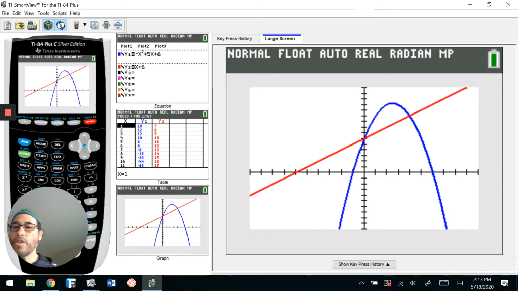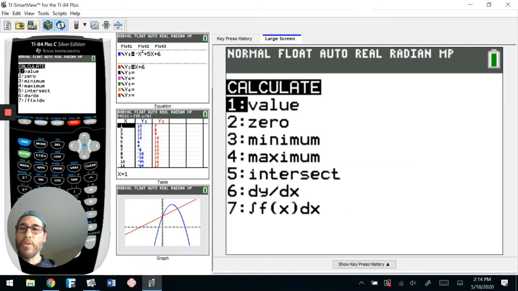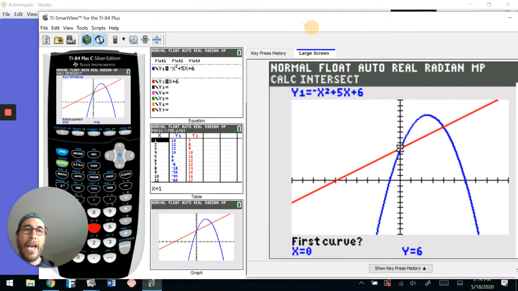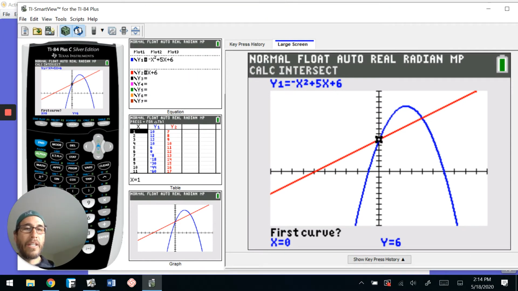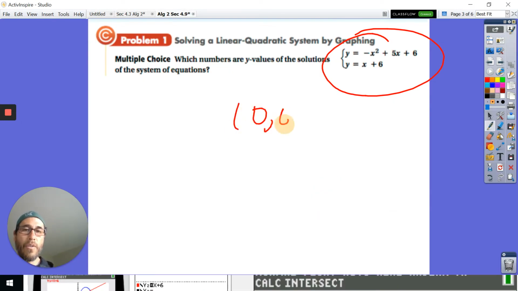Now, how do I find those 2 solutions? Remember, it's second calc, and this time we're going to choose number 5, which is intersect. We want to know where they intersect, so I'm going to hit that. This one's kind of easier. You take your cursor and go to about where they intersect. Then you just hit enter once for the first curve, enter twice for the second curve, and enter for the guess. And there you go. The first answer is (0, 6). So a solution so far is (0, 6).